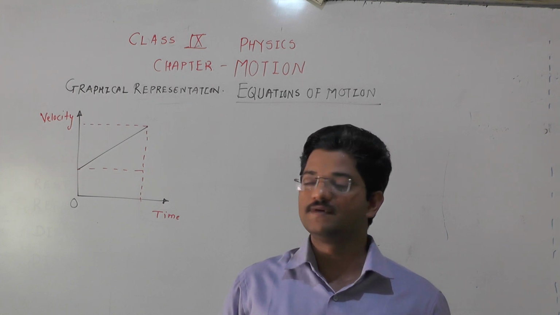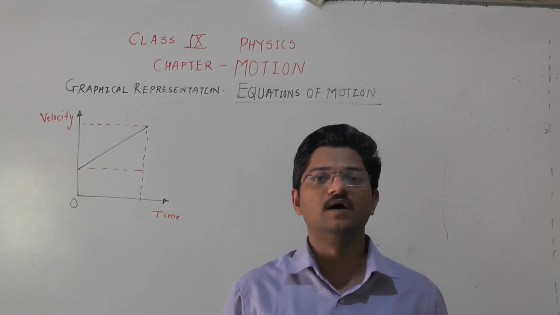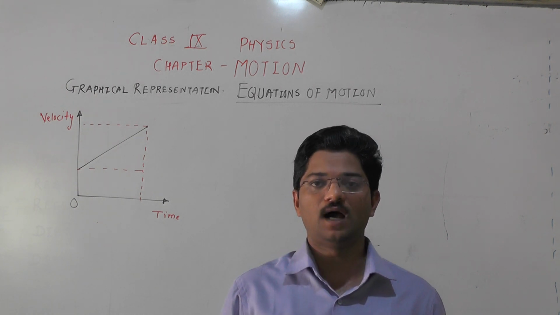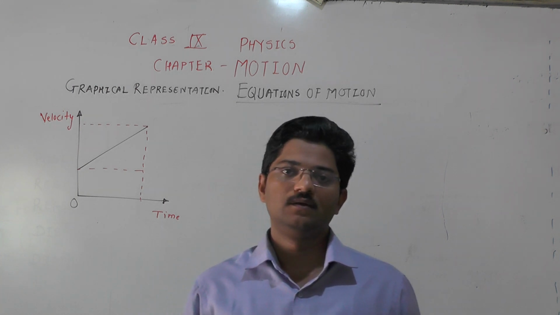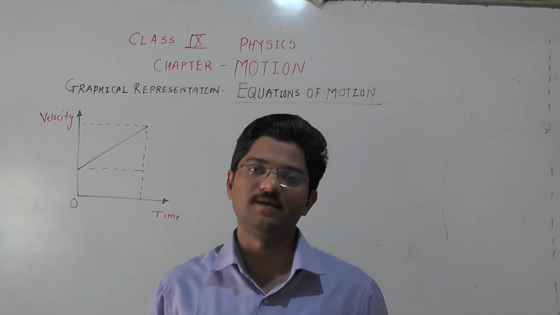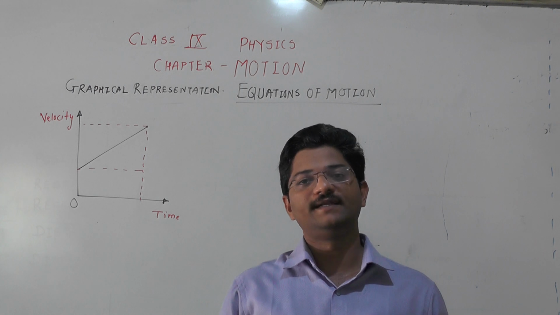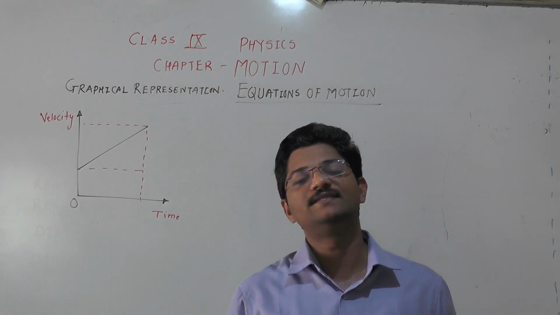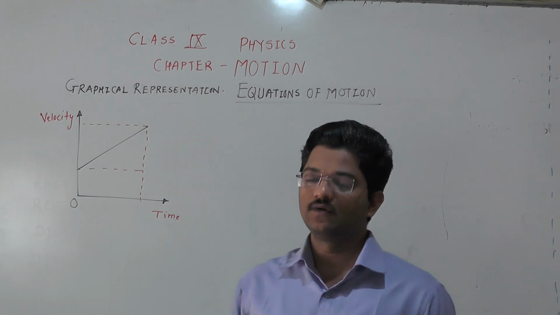Equations of motion are made by these 5 parameters which you already know. These 5 parameters are initial velocity, final velocity, distance or displacement, acceleration and time. So equations of motion are the relations that give the relation between these 5 quantities. How are we going to derive it?